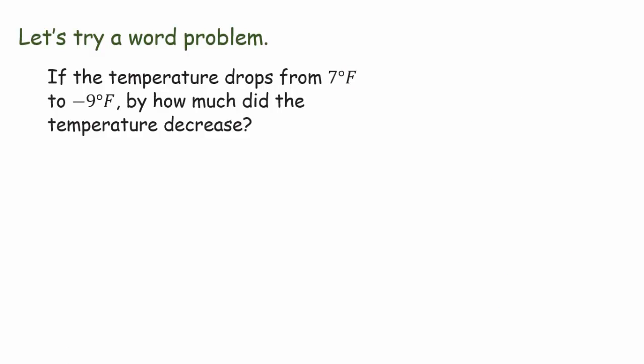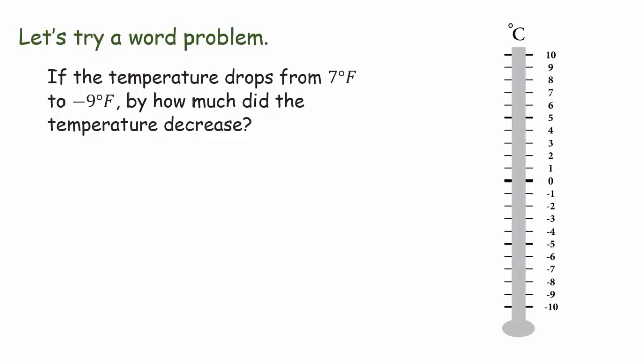Let's try a word problem. If the temperature drops from 7 degrees Fahrenheit to -9 degrees Fahrenheit, how much did the temperature decrease? Okay. So this is a vertical number line because obviously with temperature, we look at thermometers. Thermometers are vertically drawn. So if I look at this and I say, okay, I'm at 7, I got to head way down here to -9. What's that distance?